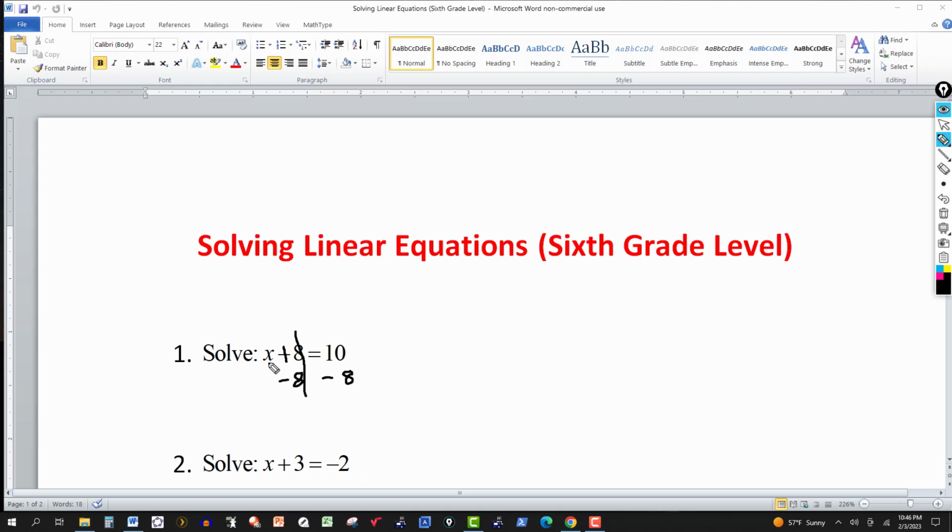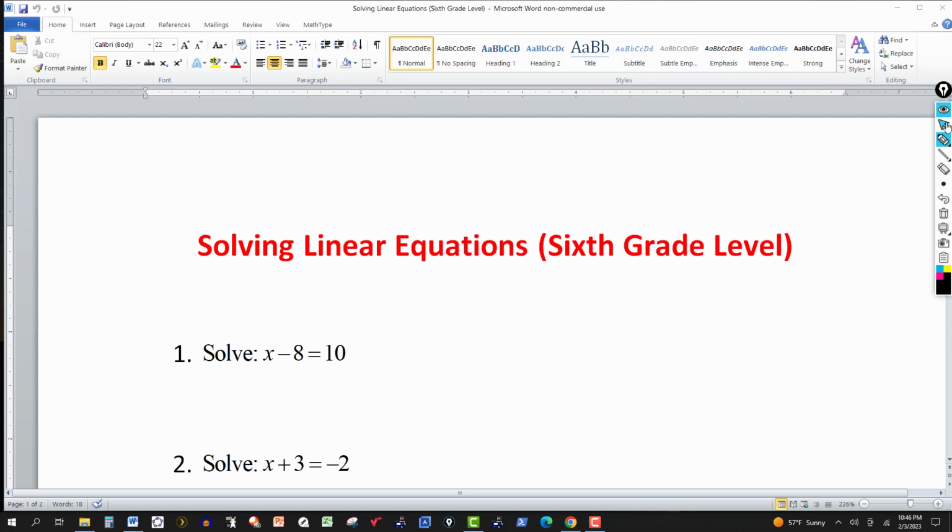Again, the objective here is to get the variable by itself. So x, this cancels out, so on the left side I'm left with x. On the right side, you've got to know your operations with signed numbers. Positive 10 and a negative 8, signs are different, so we subtract 8 from 10, take the sign of the larger number. So this is going to be 2. Now x is equal to 2.